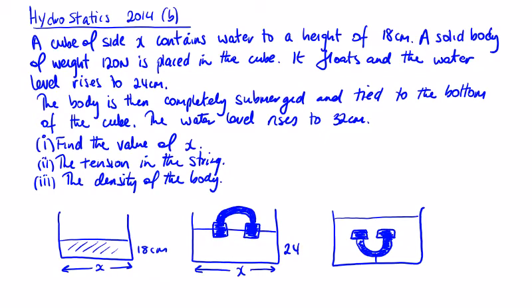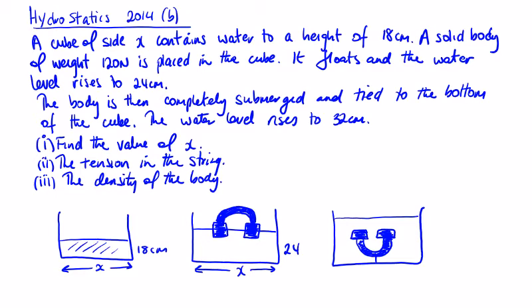Hydrostatics 2014, Part B of question 9. A cube of side X contains water to a height of 18 centimeters. A solid body of weight 120 newtons, which looks like a set of headphones, is placed in the cube. It floats and the water level rises to 24 centimeters.